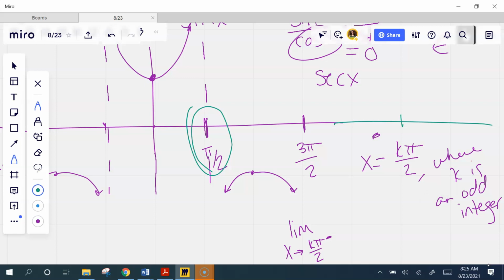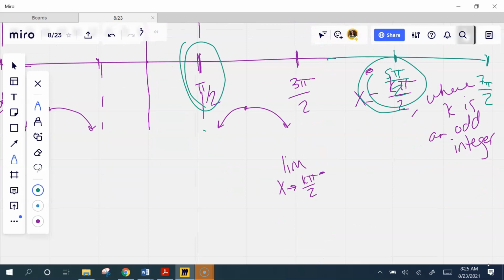Pi over 2, 5 pi over 2, 7 pi over 2. The end behavior at pi over 2 is going to be the same as 5 pi over 2, right? And in fact, what are the intervals here? K pi, right? Let's talk about what we're talking about first. We're talking about pi over 2 plus K pi, where K is just any integer, right?